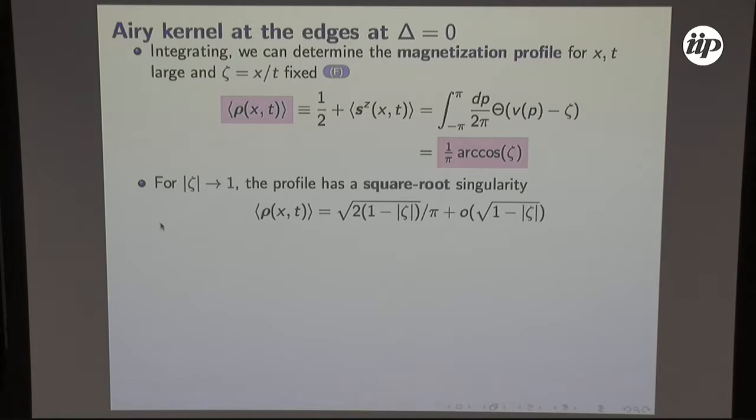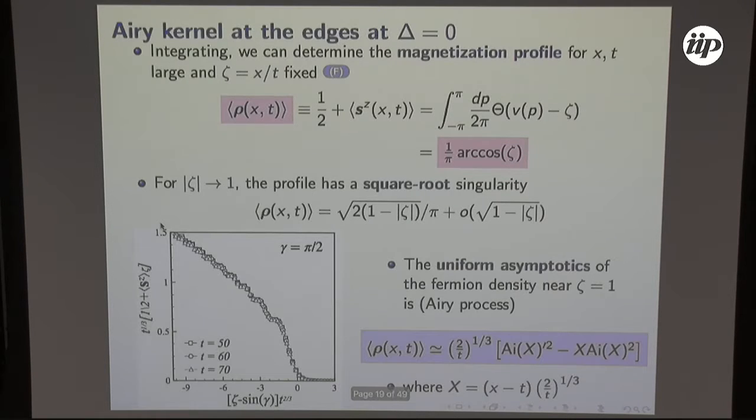And now you want to understand what happens when you cross from a region where there is a current to a region where there is not. So you look at the limit of zeta going to 1 here. Zeta is x over t. And you see that there is a square root singularity. So actually this profile is steep. It is something like this. But here it's 90 degrees, because there is this square root singularity.